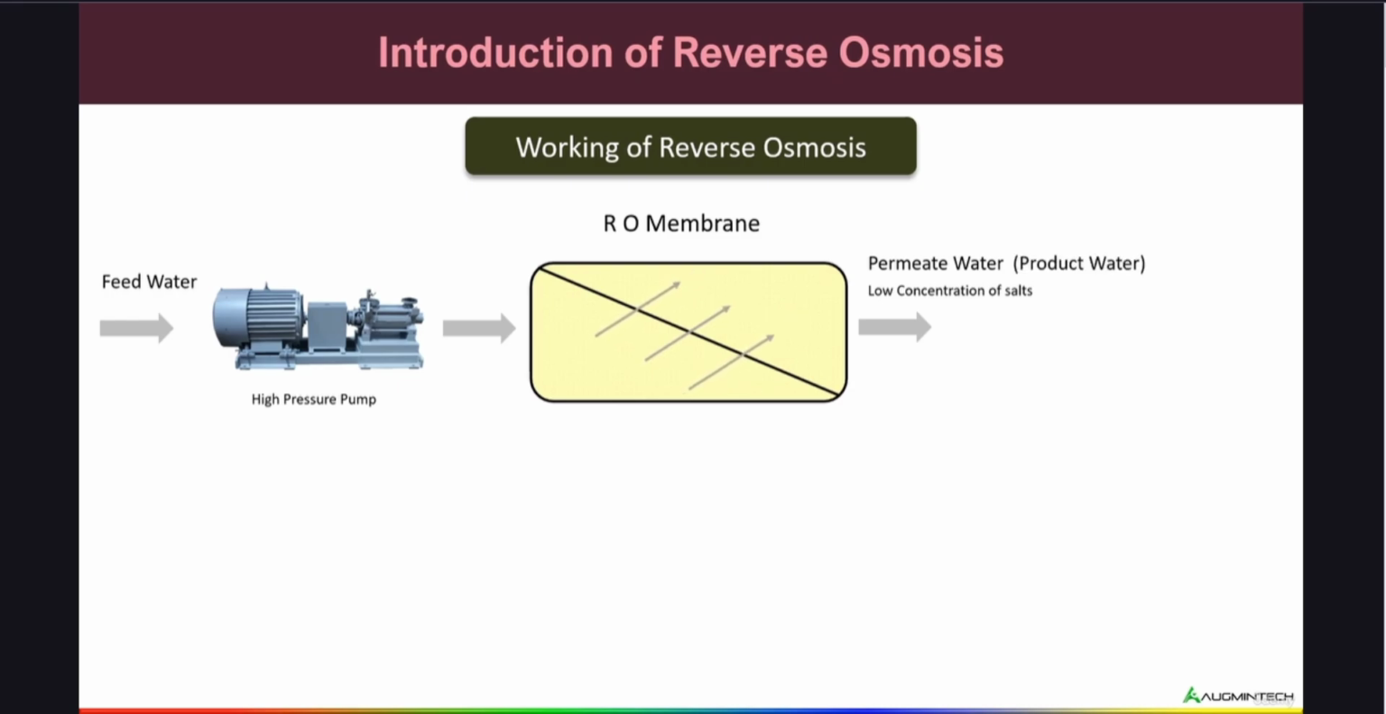Permeate is the water that was pushed through the RO membrane and contains very little contaminants, whereas the bad water is the water that contains all the contaminants that were unable to pass through the RO membrane and is known as the reject stream.